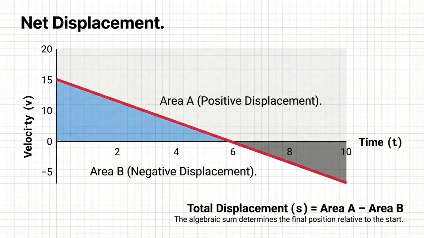Here we see how displacement is calculated from velocity over time by looking at the areas under the curve. The blue shaded region, Area A, represents positive displacement where velocity is above zero. The gray shaded region, Area B, represents negative displacement when velocity drops below zero. To find the total displacement, we subtract the negative area from the positive area, effectively summing the algebraic areas. This means the final position depends on both how far and in which direction the object has moved, relative to where it started. By combining these areas, we get a clear measure of net displacement over the entire time period.